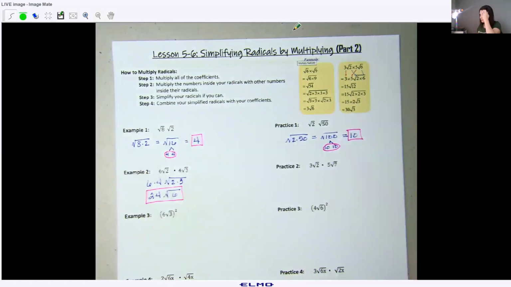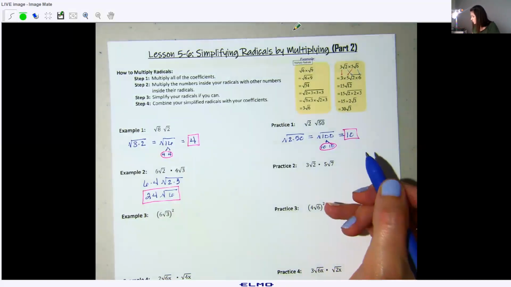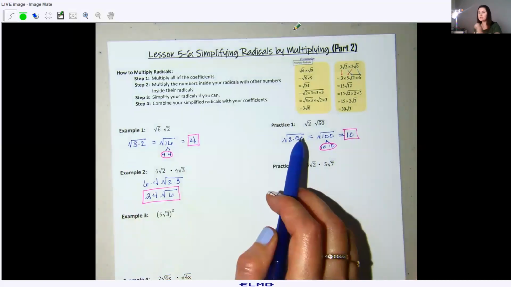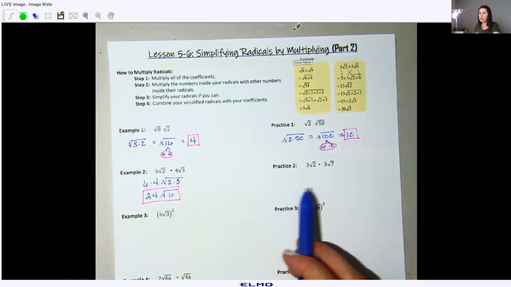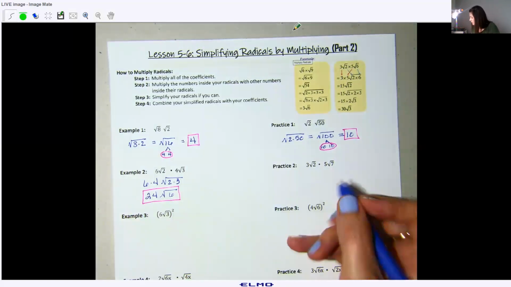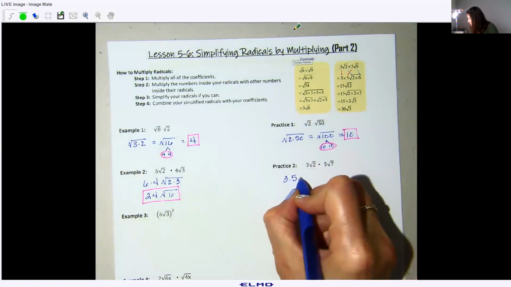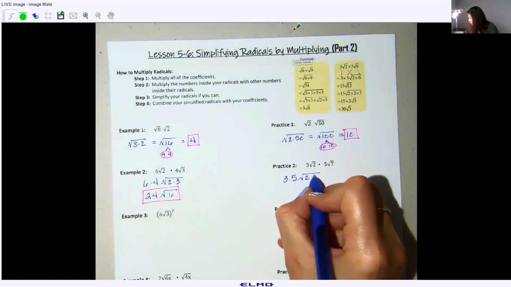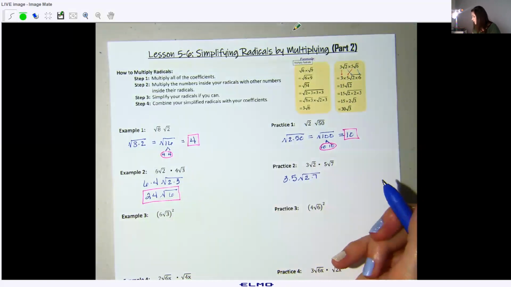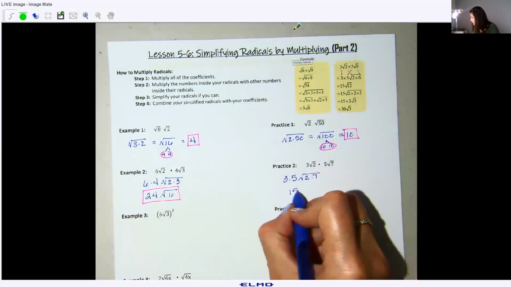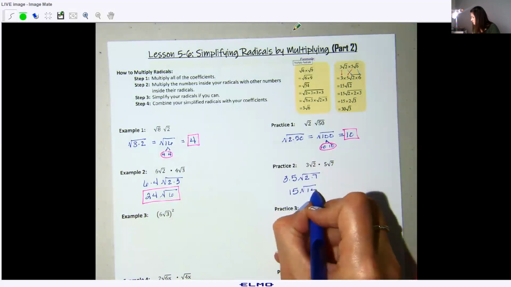All right. Same on practice 2. So I've done an example and a practice. I tried doing it this way to see how it goes. Here's an example, and now you can practice this on your own. Same concept though. Multiply your coefficients, multiply your radicands, and we end up with 15 square root of 14.